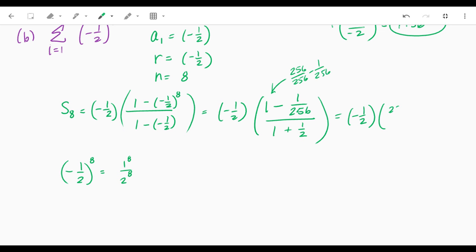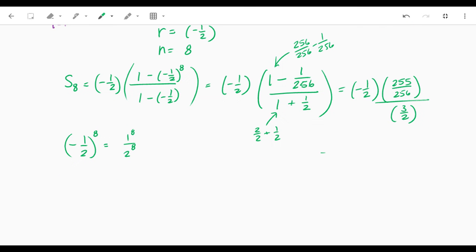So we'd have 255 over 256 over 2 over 2 plus 1 over 2, which is 3 over 2. Okay. Take your time and make sure we're doing this carefully. I'd have negative 1/2 times 255 over 256 divided by 3/2, so times 2/3.